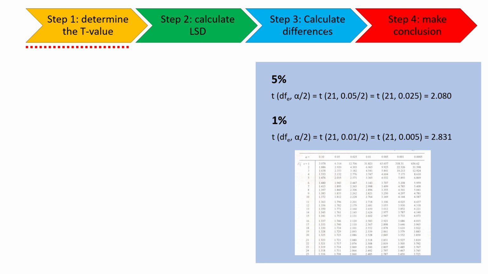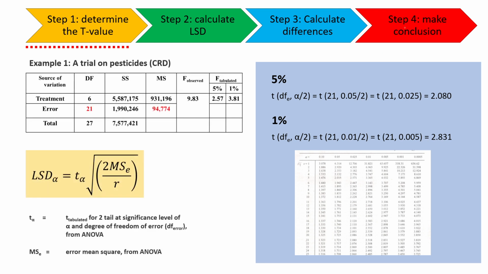So there are 4 steps over here. Step 1, determine the T value. Step 2, calculate the LSD. Step 3, calculate the differences. Step 4, make the conclusion. So let's look at the first step.